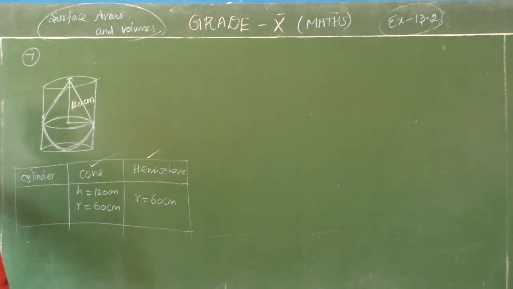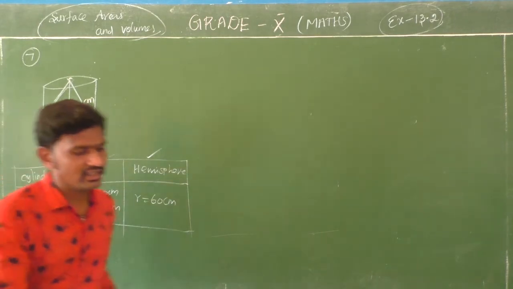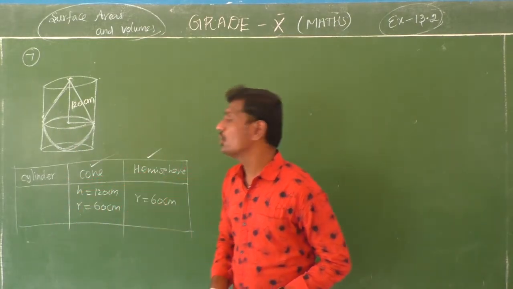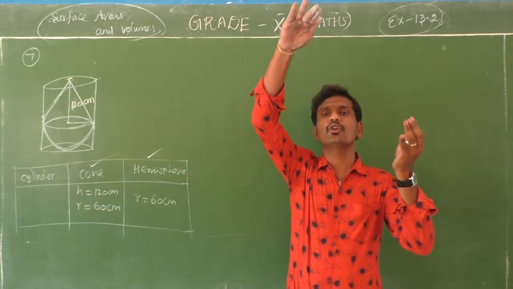A cylinder full of water such that it touches the bottom. Okay. Find the volume of water left. See students, it is very easy. You have a sphere supported by a cone.